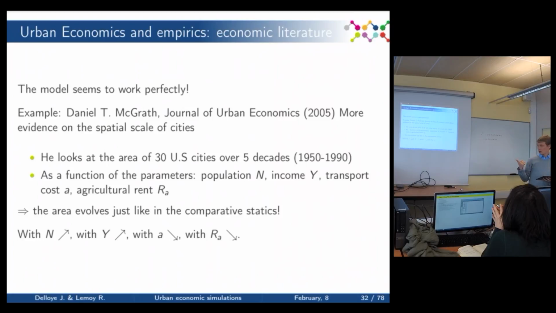And his conclusions are the following. The area evolves just as you would expect from the model we have seen so far, from this comparative statics. When you increase the population size, the area of the cities tends to increase. You increase income, the area tends to increase also. That's everything we saw in the simulations you did just now. When you increase transport costs, the area of the city tends to decrease. And when you increase agricultural rent, the area tends also to decrease.